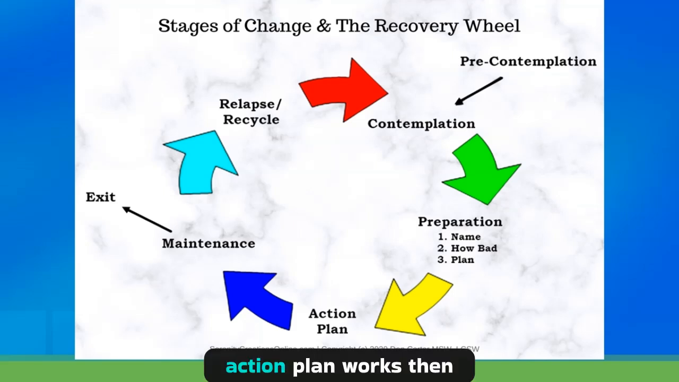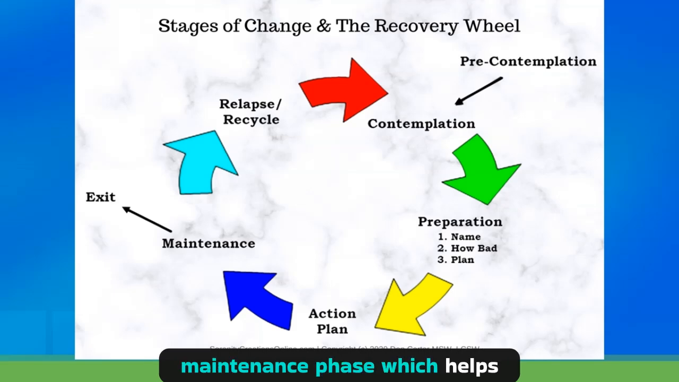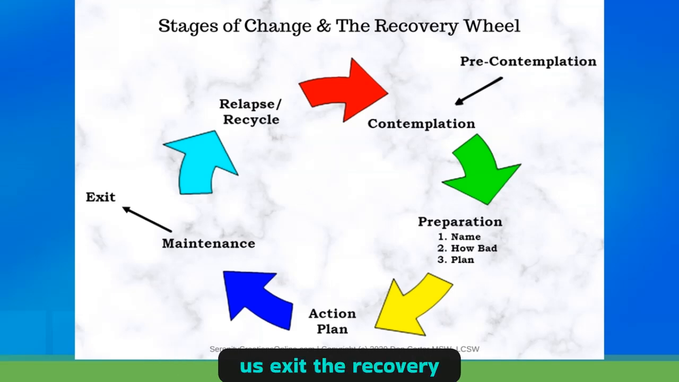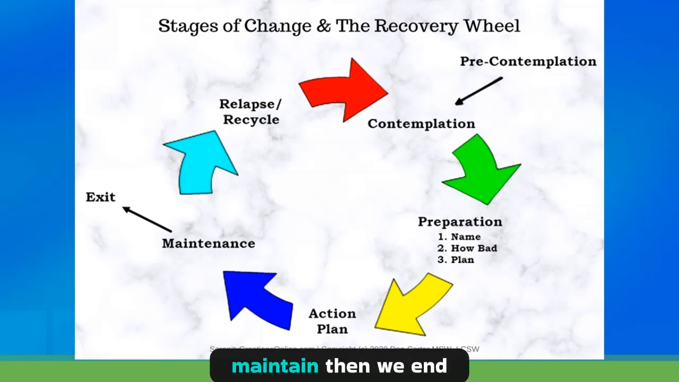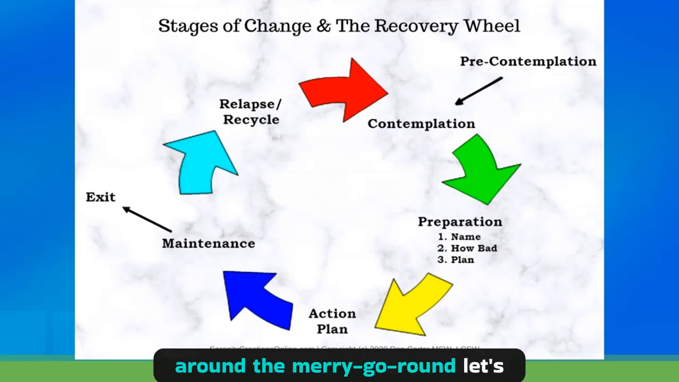If the action plan works, then we have reached the maintenance phase, which helps us exit the recovery wheel, otherwise known as the merry-go-round of denial. And if the maintenance plan, the action plan, does not maintain, then we end up in relapse. And relapse will send us right back to the contemplation stage. And we may go around this merry-go-round 200 or 300 times. I'm going to give you an example of a common trip around the merry-go-round.